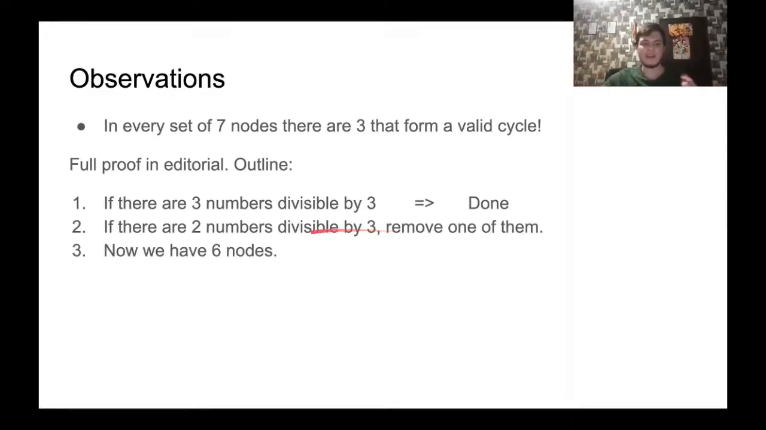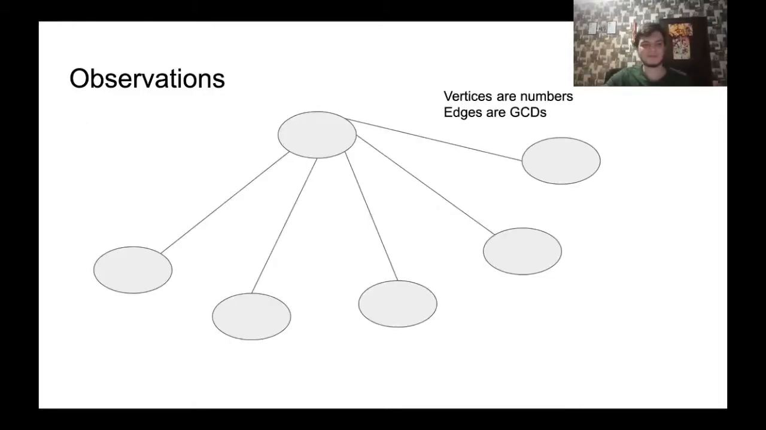So in a way, we can assume that there are just 2 numbers that are divisible by 3. And let's say that we are going to remove one of them and just stay with the other 6 numbers. This removal is important for the next part, because in our construction we only need 6 nodes for it to work. And also, now I'm going to go to the construction, which is kind of graph based.